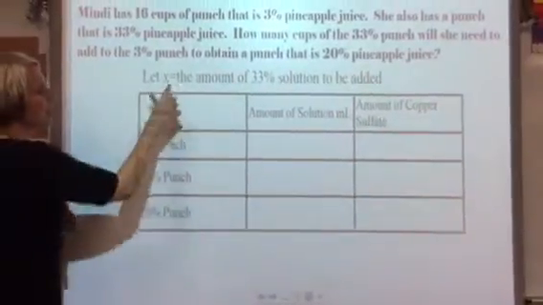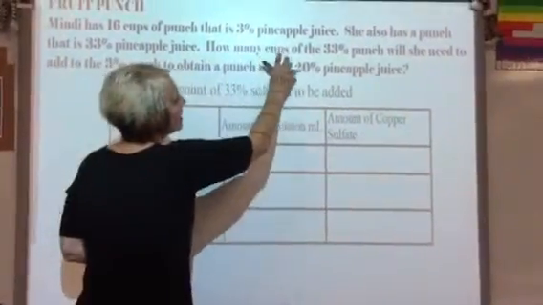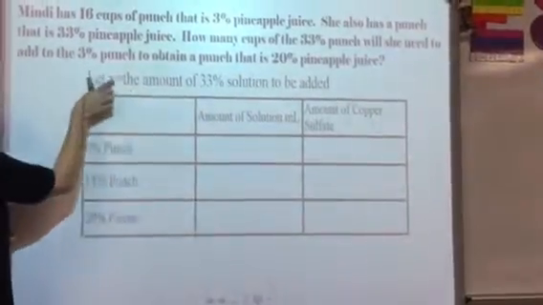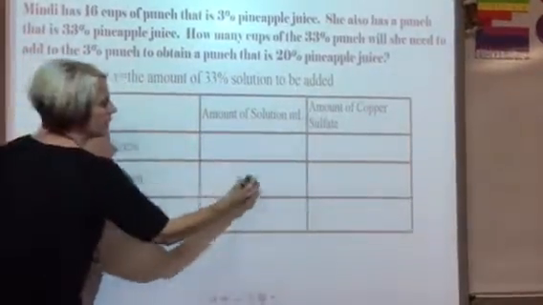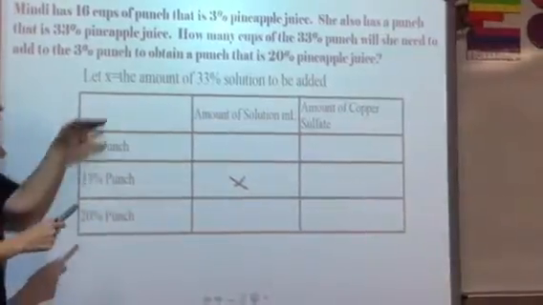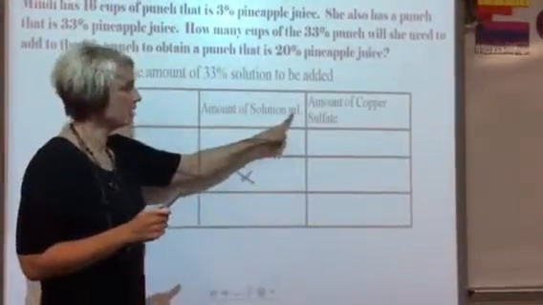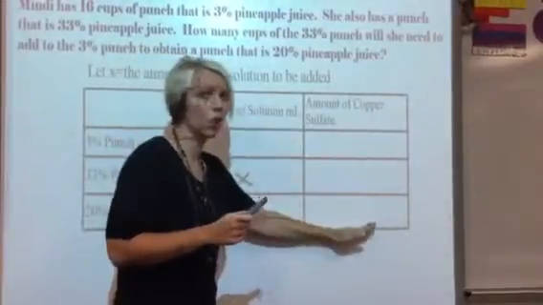So my let statement is my question. How many cups of the 33%? There it is. The amount of the 33% is going to be my X. You'll notice this table is a little bit different. Here are my percentages, here is how much in milliliters, and then here is my total.